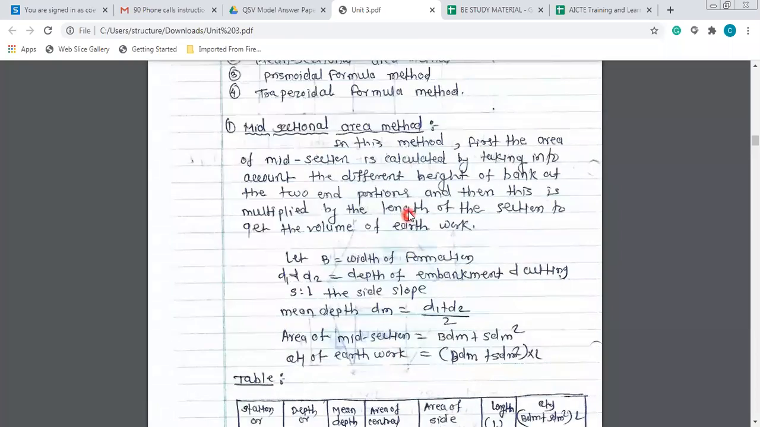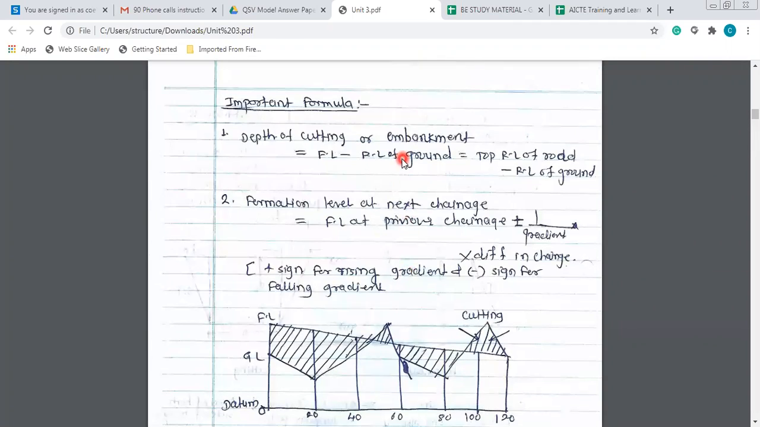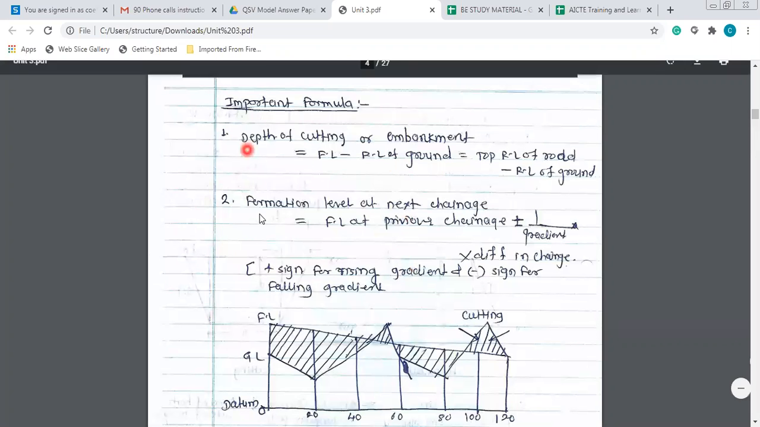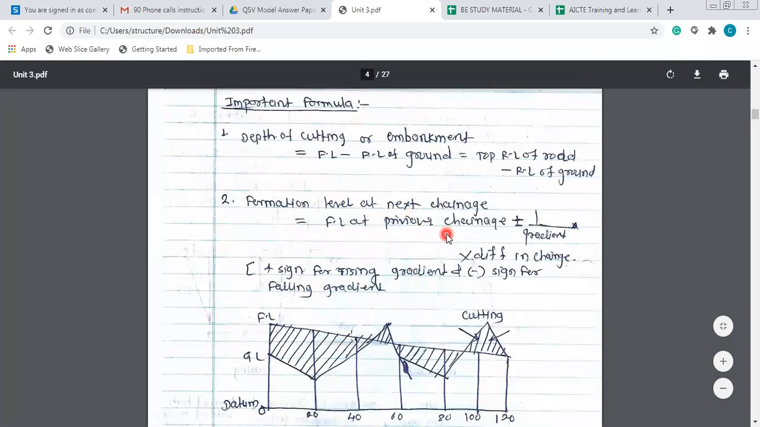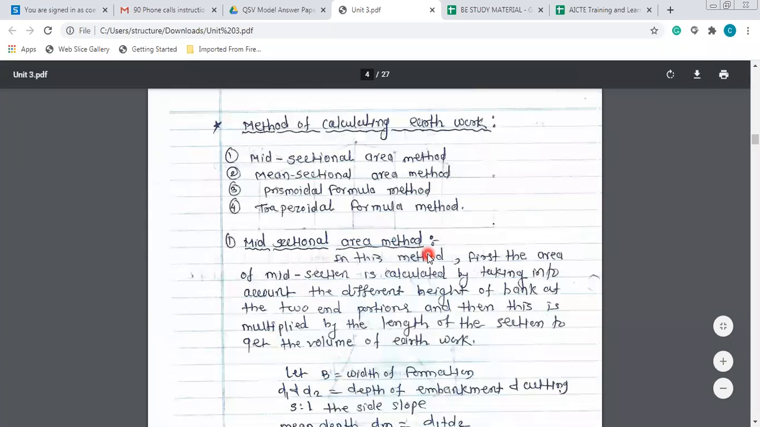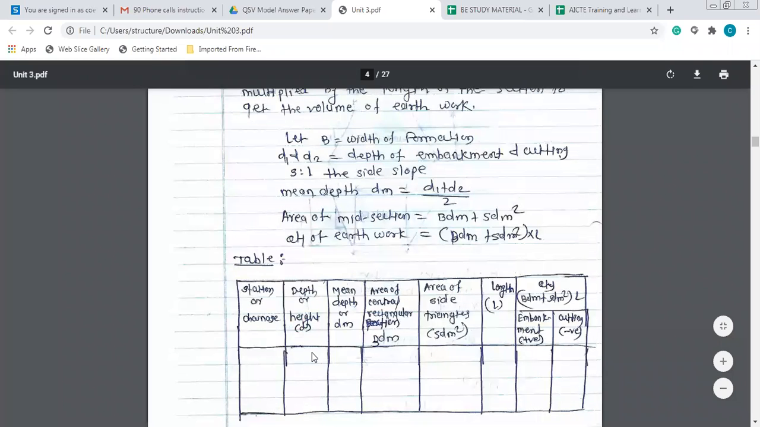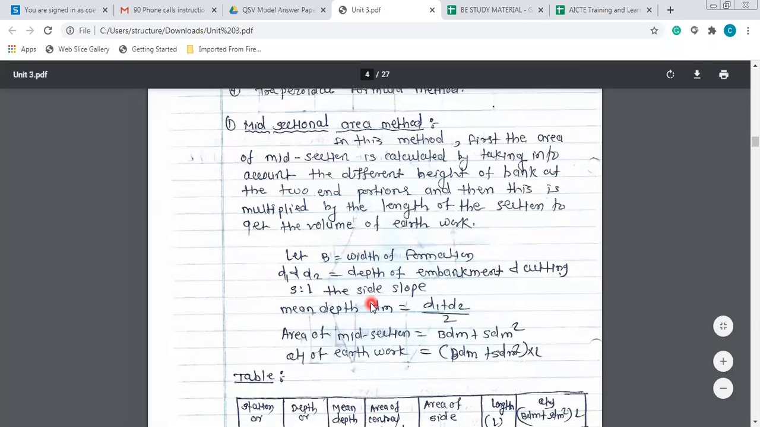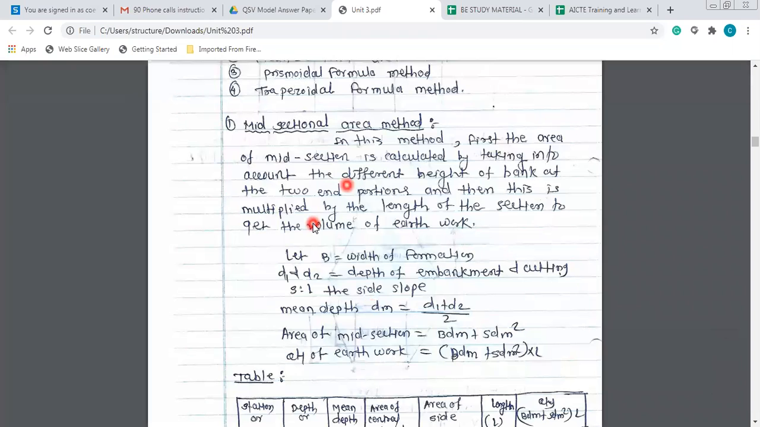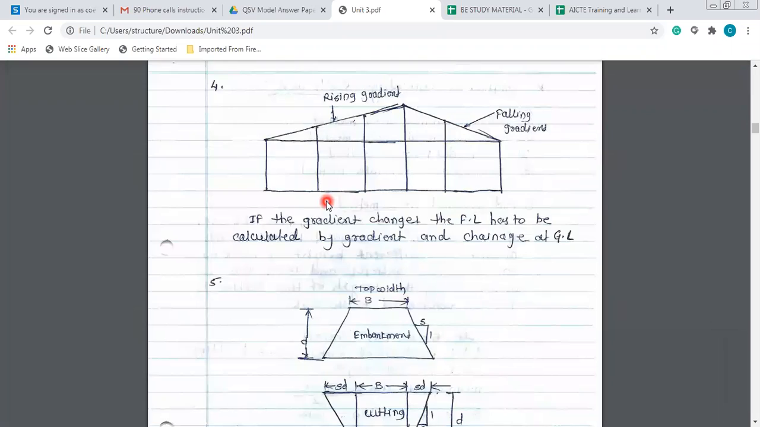Okay, first you have to determine the depth of cutting or embankment, then you have to find out the different FLs. After getting the FLs, using the formulas of the mid-sectional area method, mean depth, mid-sectional area formula and quantity, you have to prepare the table and then solve the problem in detail. Okay, these are the steps involved in the mid-sectional area method. Now you can note down everything I have discussed.